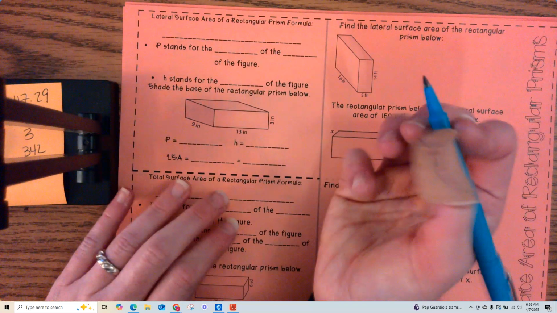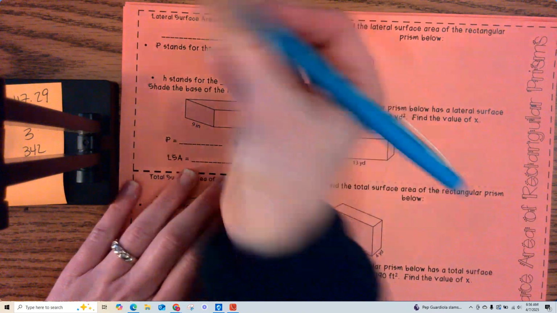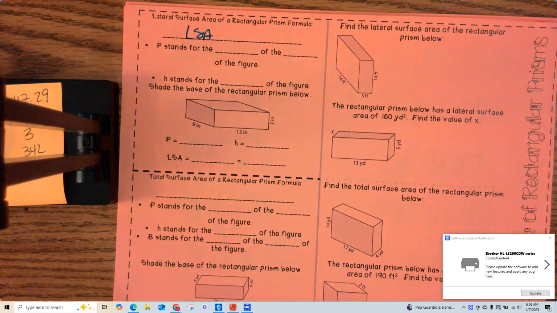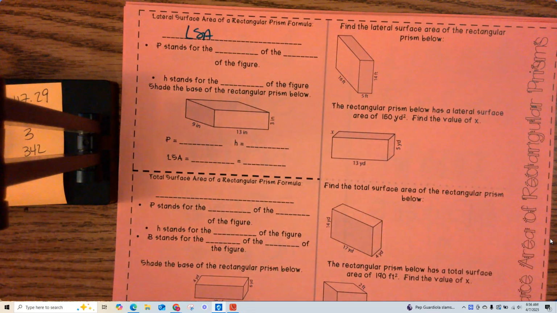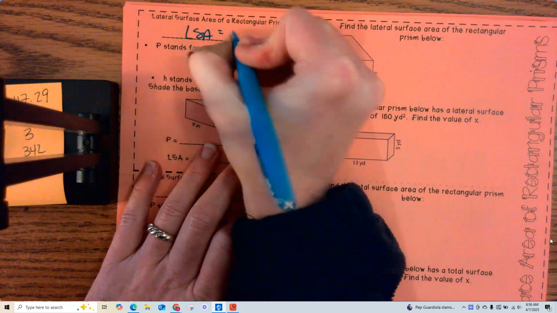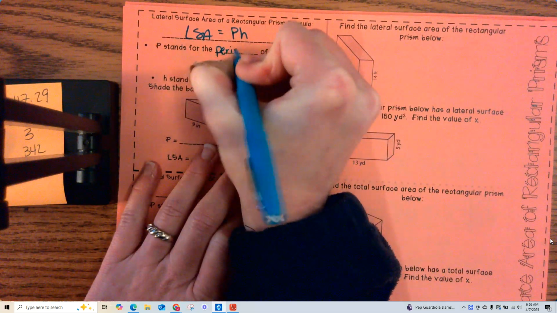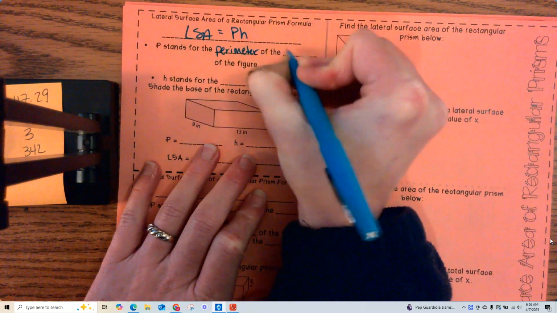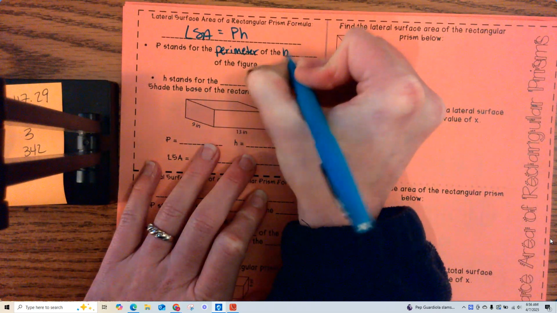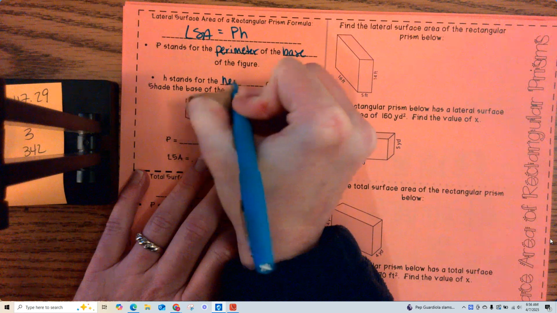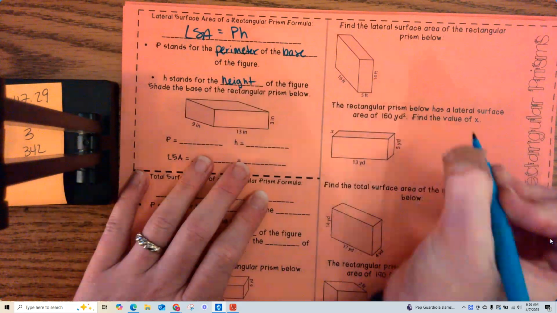So the lateral surface area of a rectangular prism formula is LSA equals P times H. P stands for the perimeter of the base of the figure, and H stands for the height of the figure.